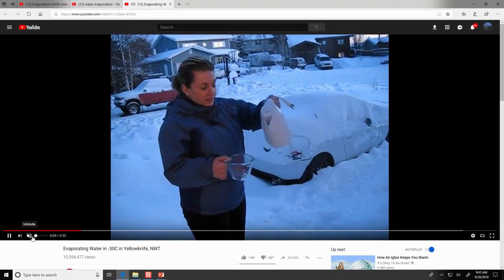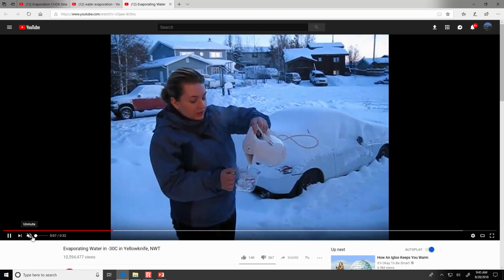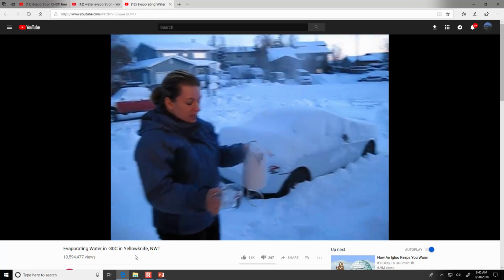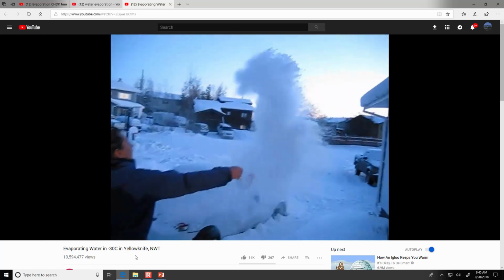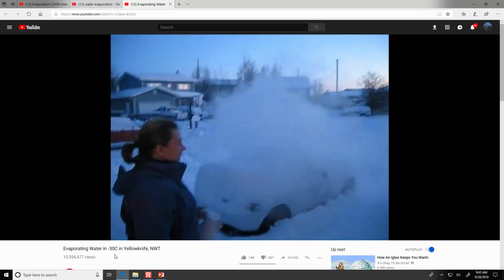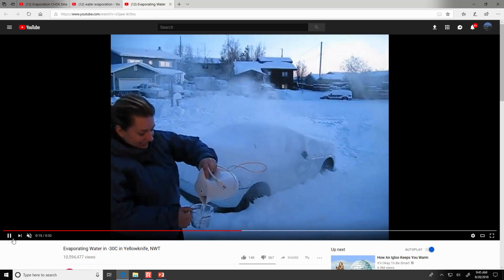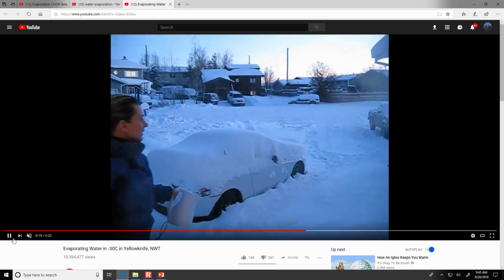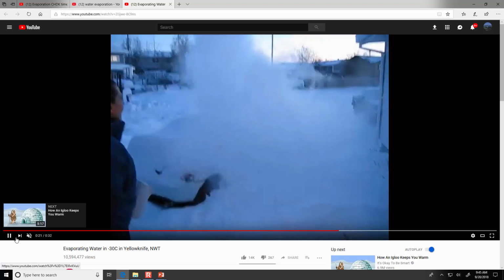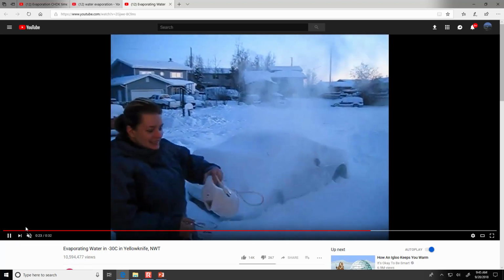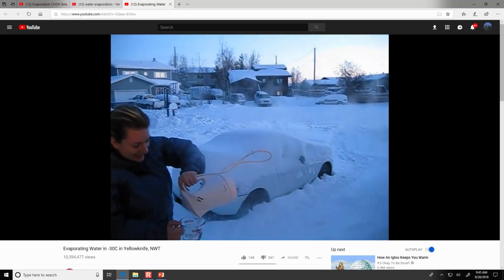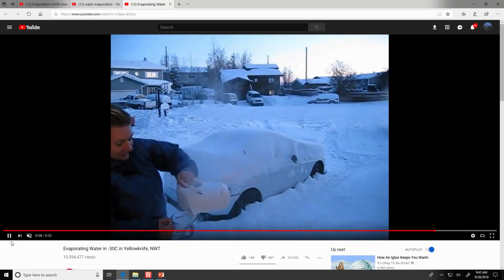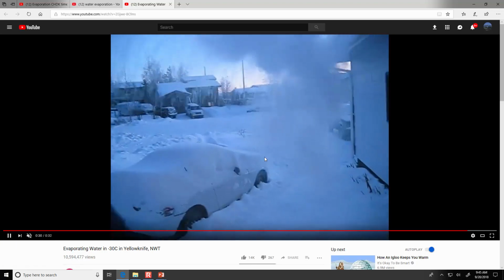Yeah, so this is up in Yellowknife, Northwest Territories. It's so cold that the temperature gradient between the air and the water means that as soon as the water droplets get up into the air, they immediately evaporate. It goes into the vapor phase because the air is very dry when it gets that cold.